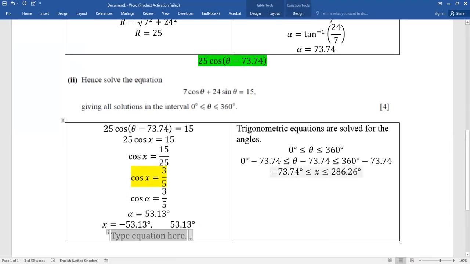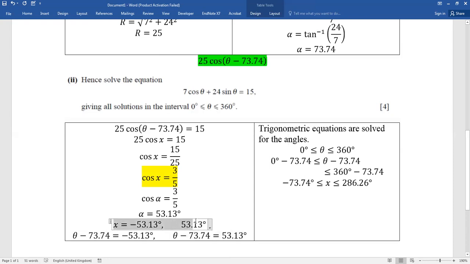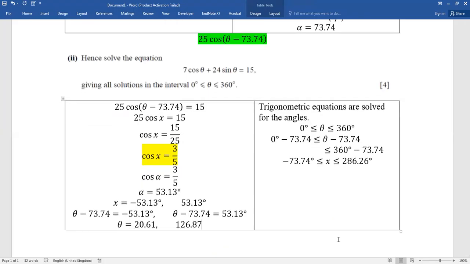Now you already know your angle was theta minus 73.74. Once you have figured out the angle, then you find your unknown. Always remember, solve the trigonometric equations for the angles. Once you have figured out the entire angle, then you find your unknown. Your unknown is theta. Your angle is theta minus 73.74. So can you solve this and let me know the values of theta that you are getting? Is this clear, class? Yes, sir.